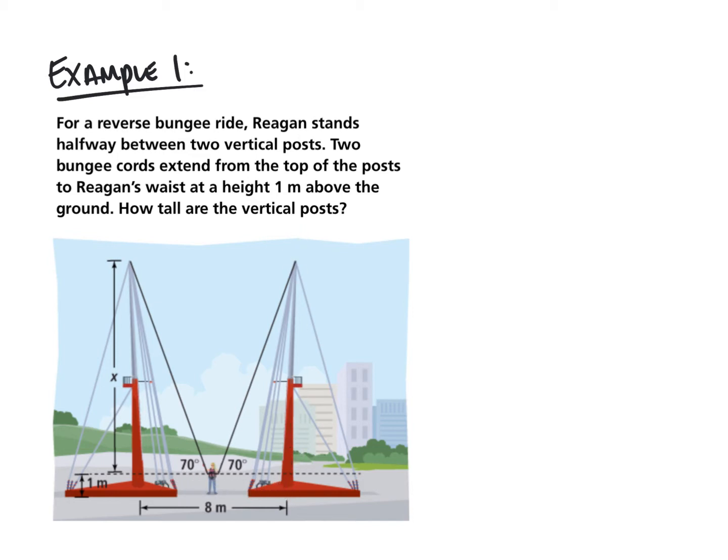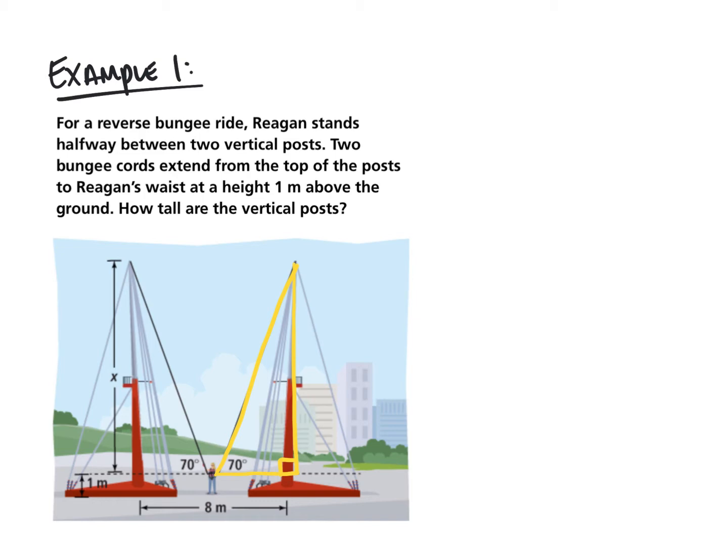Okay, so first of all, we're going to assume that when they say vertical posts, it means that they are perpendicular to the ground. So this post comes down here and makes a right angle. Now, if I complete a right triangle right here, I can look at that right triangle and realize that I know an angle measure in that right triangle, and I know a side length.